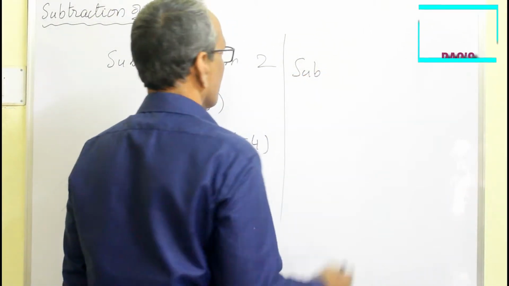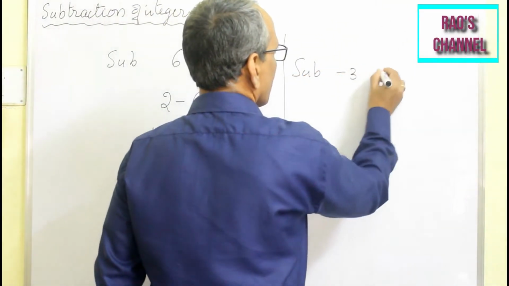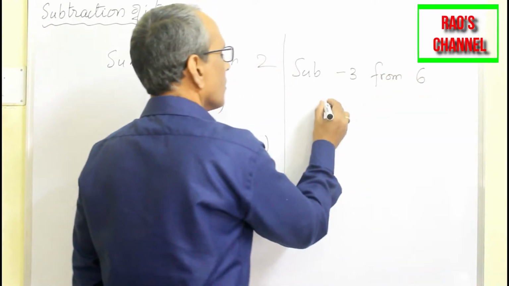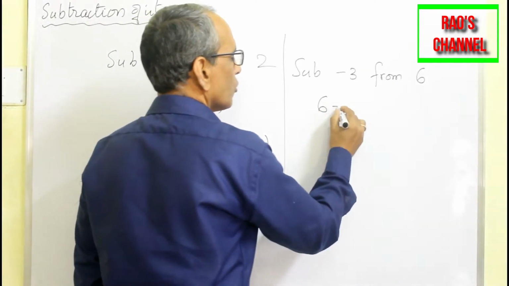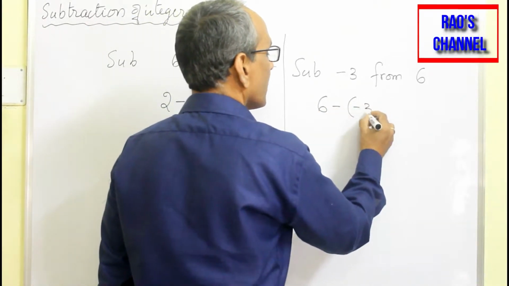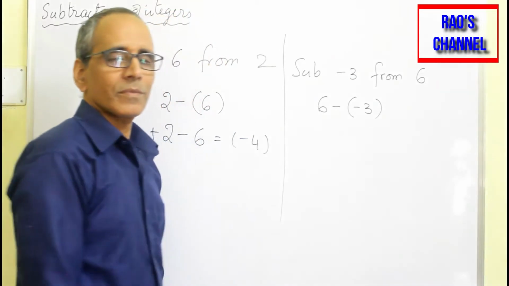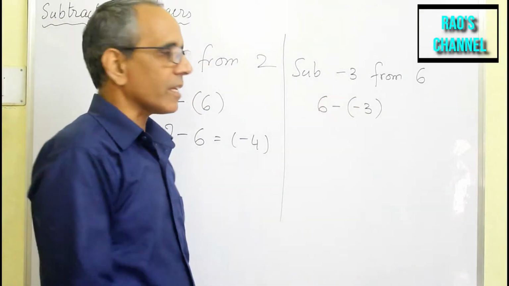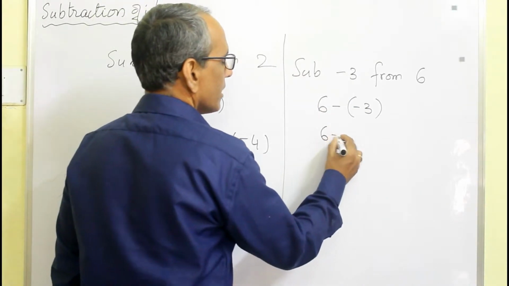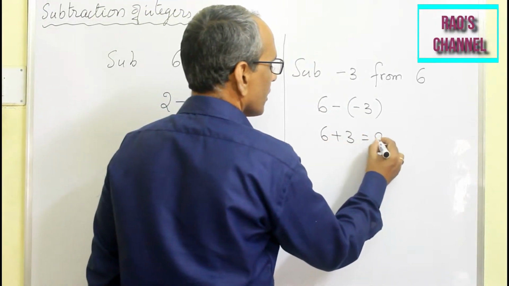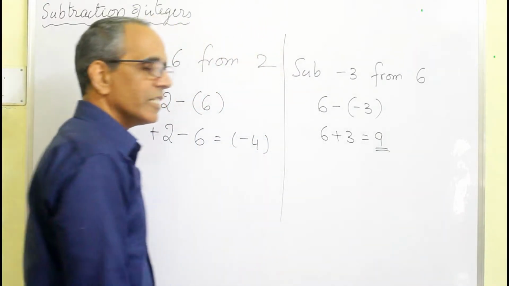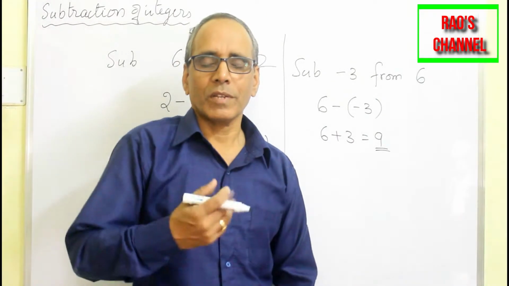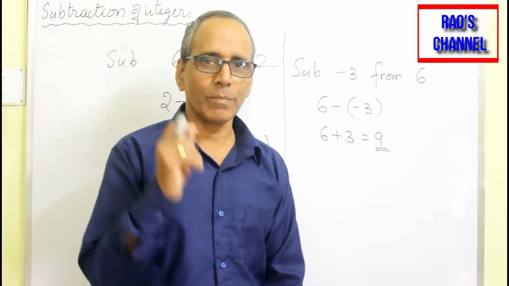Subtract minus 3 from 6. From 6, what to subtract? Minus 3. What is the additive inverse of minus 3? Plus 3. So it becomes 6 plus 3, which is 9. Okay, initially you may get confusion, but by working on the same concept again and again, it will become perfect.